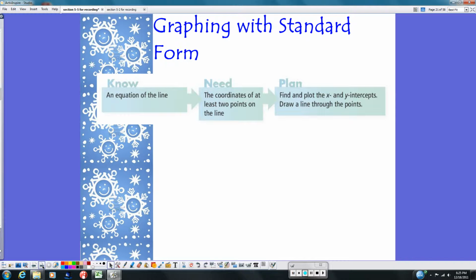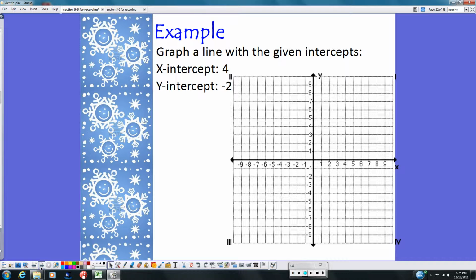So, when we're graphing with standard form, we know the equation of the line, we need the coordinates of at least 2 points on the line, and then we're going to plot the x and y intercepts. So, let's just practice using the given intercepts. If we have an x-intercept of 4 and a y-intercept of -2, we're going to find 4 on our x-axis and put a dot there. We're going to find -2 on our y-axis and put a dot there. So it's going to look like this, and we're going to connect our 2 dots.